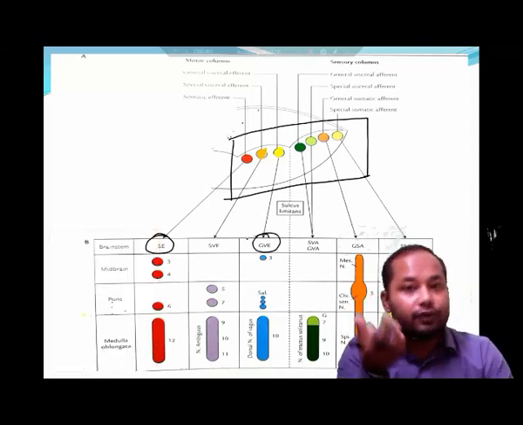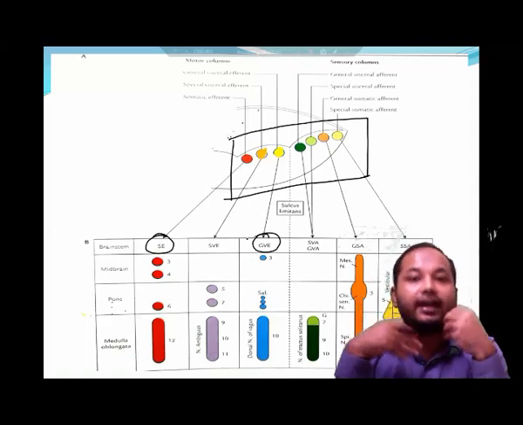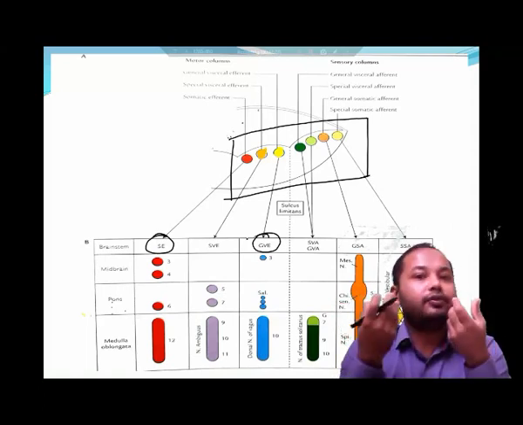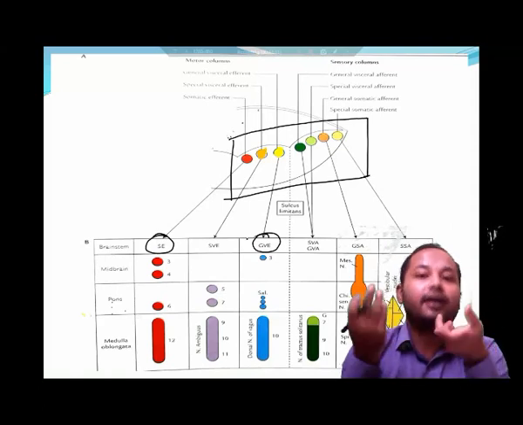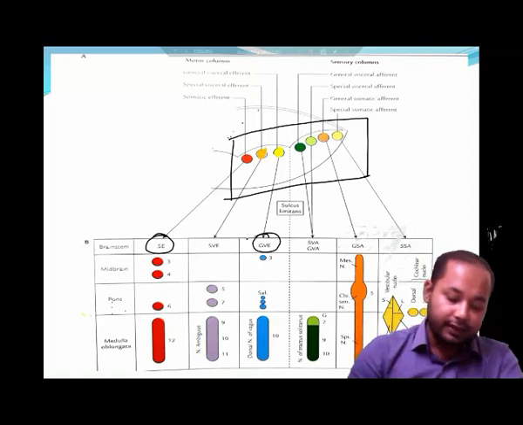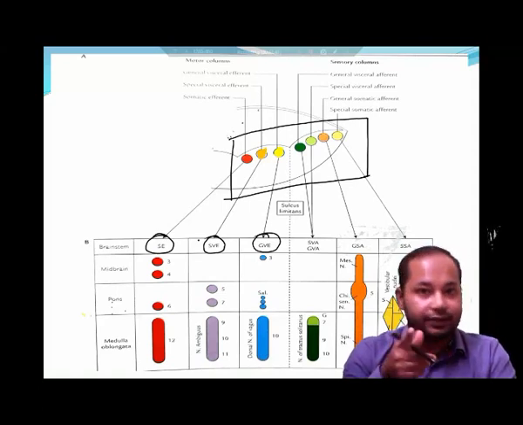Now I have told you that you have a face which is special, and for carrying out the motor responses of those special things which are derivatives of that arch, you need a nuclei, and that nuclei is called the special visceral efferent. I told you that the face is special.